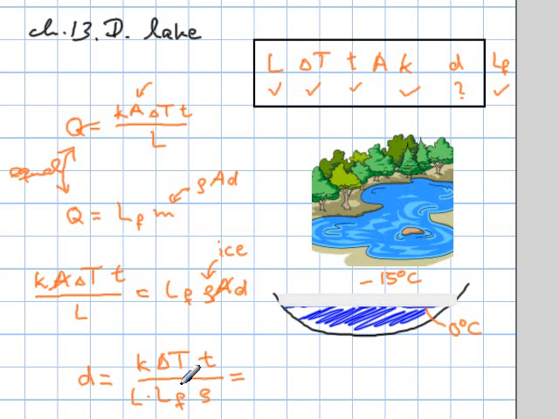I also have to divide by the latent heat of fusion, which I look up in the previous chapter as being, for water to ice, of course, 33.5 times 10 to the fourth, and I have to divide by the density of ice, and that should be in the chapter on either solids or, yeah, probably solids, because that talked at some point about density.